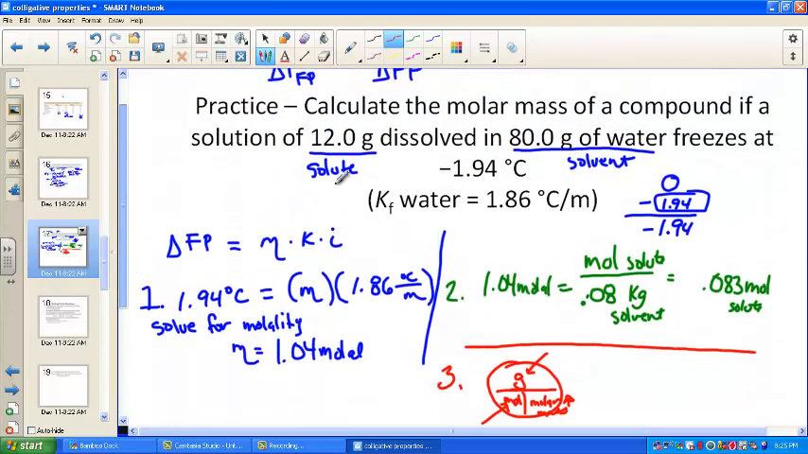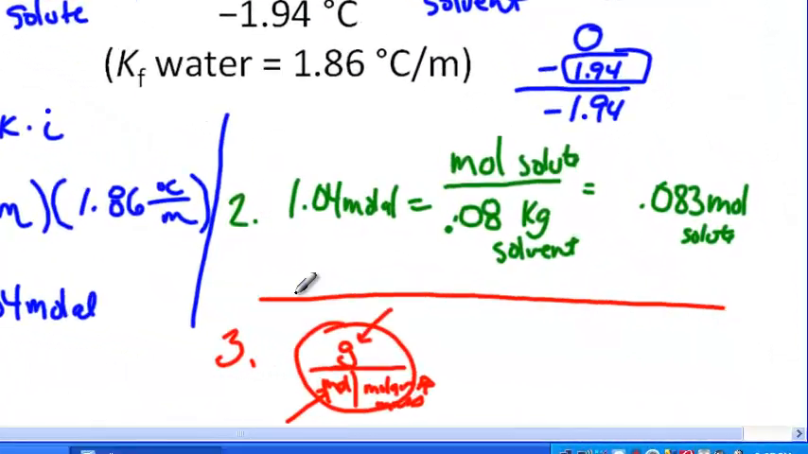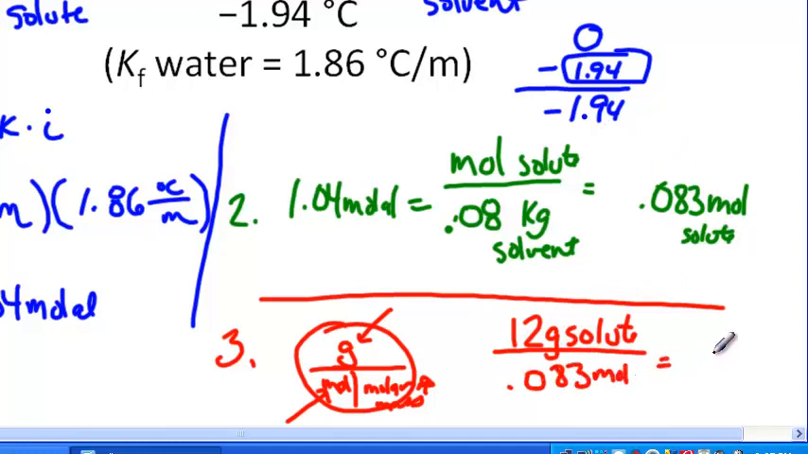Remember how much solute we weighed out? Right up here, 12 grams. We weighed out 12 grams of solute. The number of moles we determined, 0.083 moles. And we get our unit for molar mass as a gram per mole. So 12 divided by that previous answer, I've got 143.8 is our molar mass. 143.8 grams per mole, the molar mass of the solute.